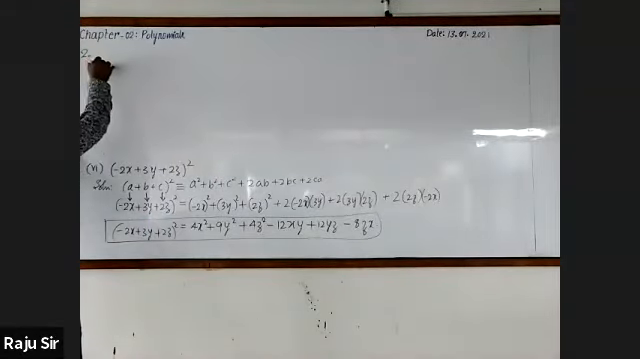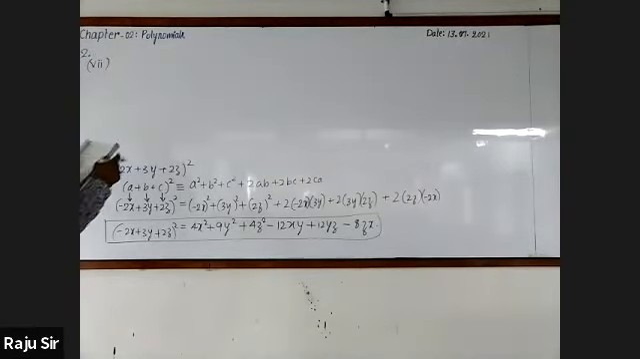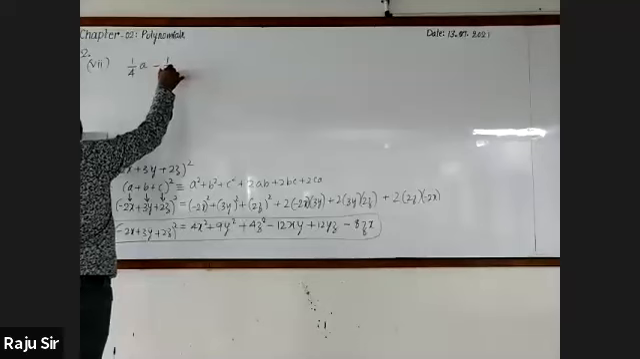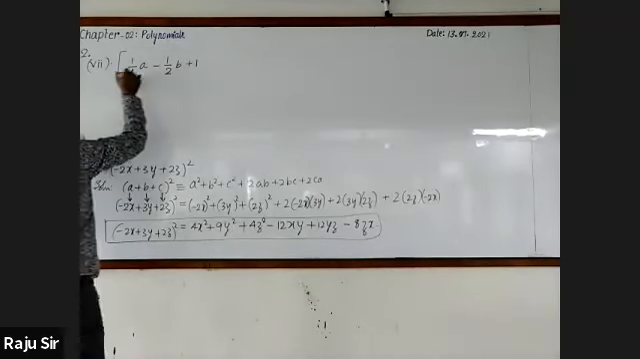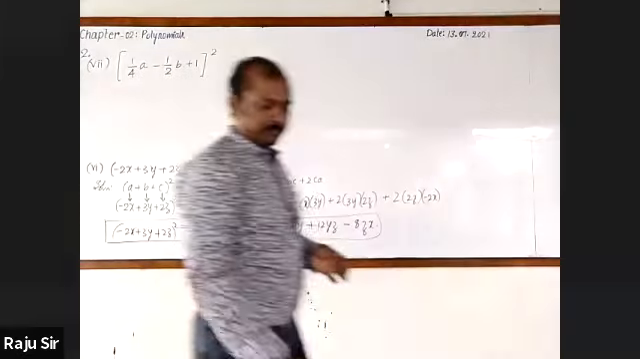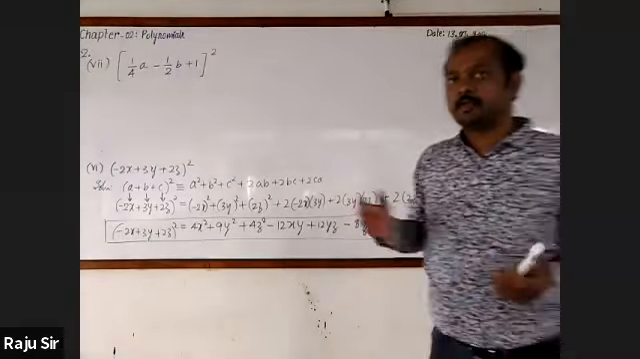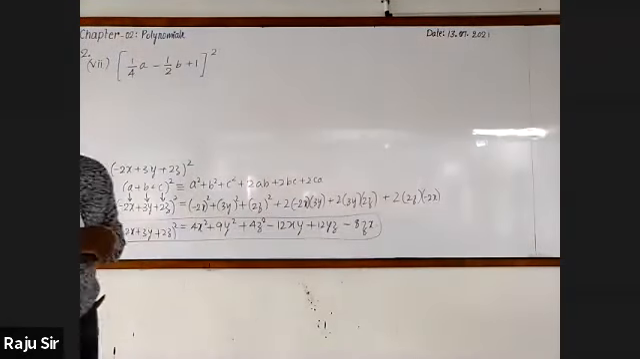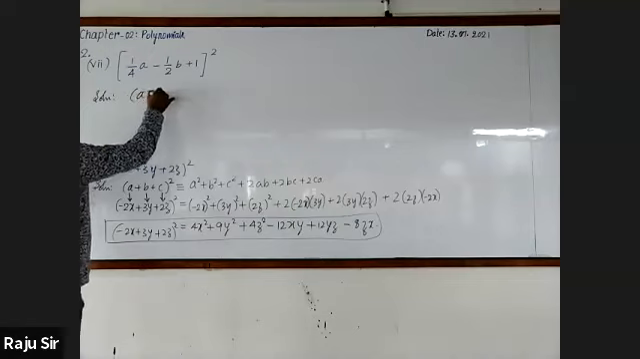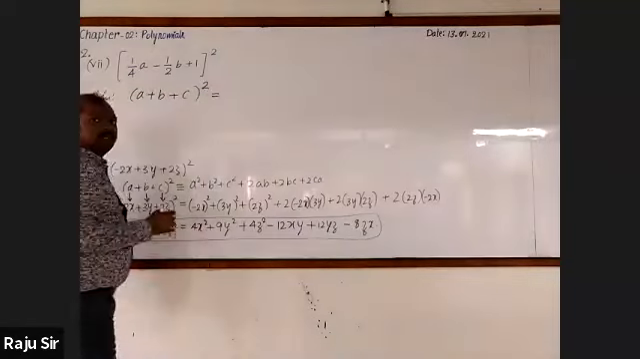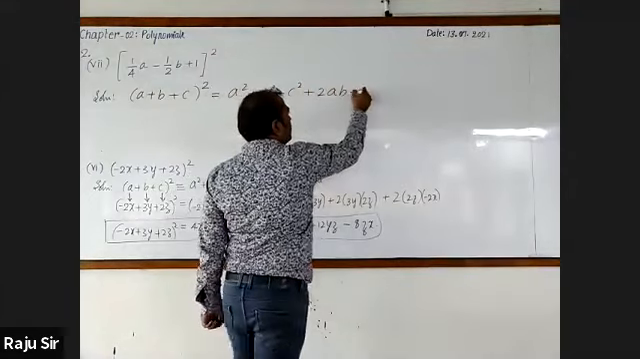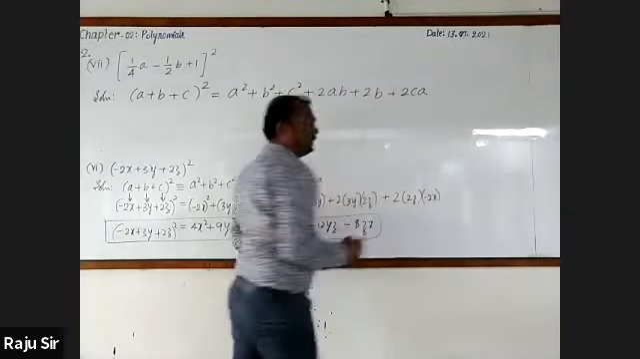Seventh one, it has been given like this: 1 by 4 into a minus 1 by 2 into b plus 1 whole square. It is in the form of which identity? a plus b plus c whole square. So go on writing it. a plus b plus c whole square is equal to a square plus b square plus c square plus 2ab plus 2bc plus 2ca.